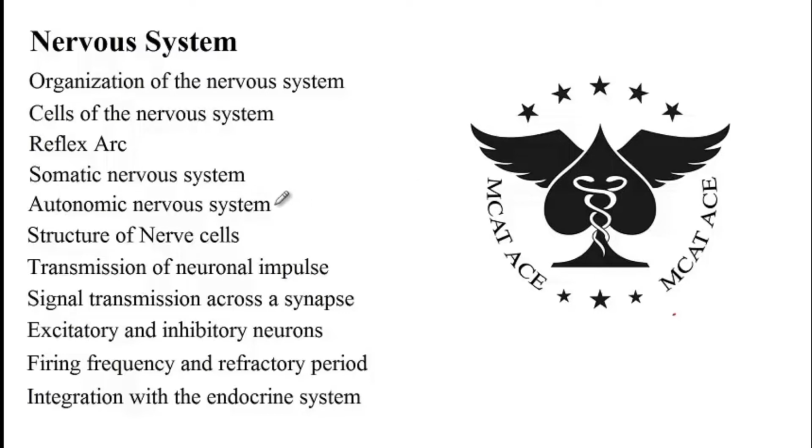And in particular, we will discuss the two important branches of the autonomic nervous system, which includes the parasympathetic nervous system and the sympathetic nervous system. We will discuss structure of the nerve cells in terms of their cell bodies, dendrites, and axons. We will discuss how a neuronal impulse is being transmitted along the axon as well as across a synapse. We will discuss the difference between excitatory and inhibitory neurons, discuss the concept of firing frequency and refractory period, and then finally discuss integration of the nervous system with the endocrine system.